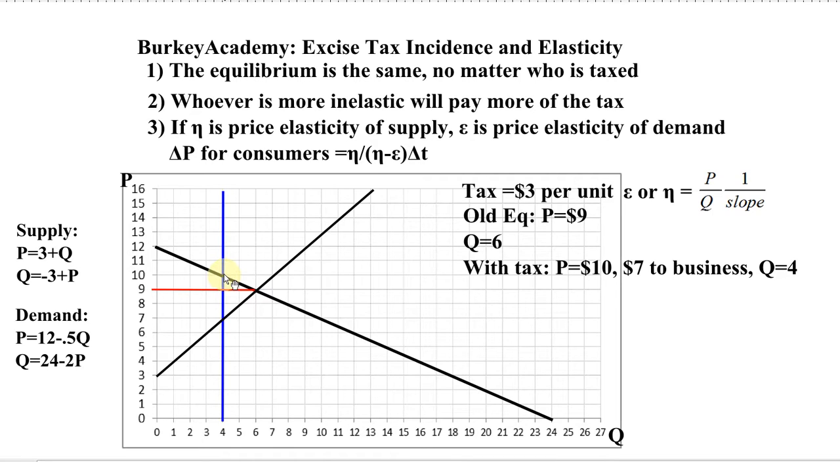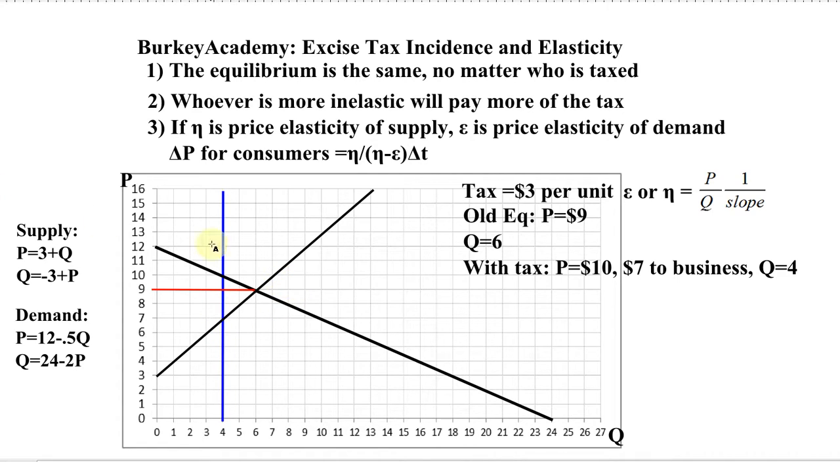What's the incidence for the business? Well, the price the businesses used to get to keep was the whole $9, but now consumers are paying 10, but businesses only get to keep $3 less after the tax. So businesses are losing $2 in revenue per unit. So consumers are paying $1 more.